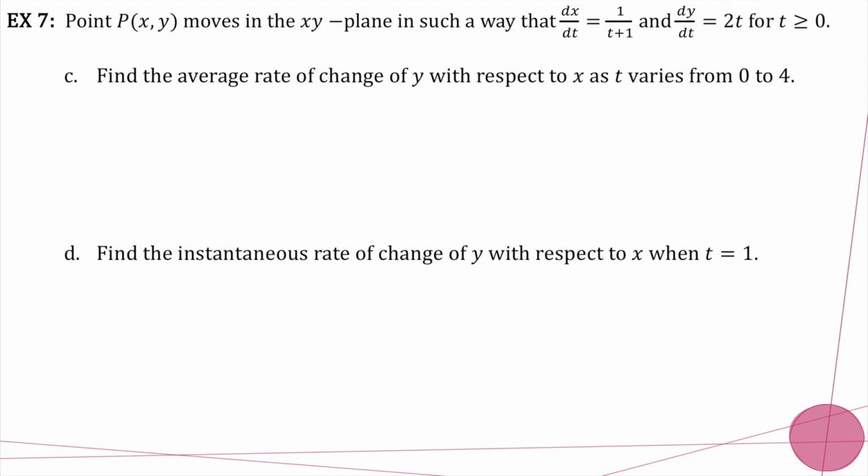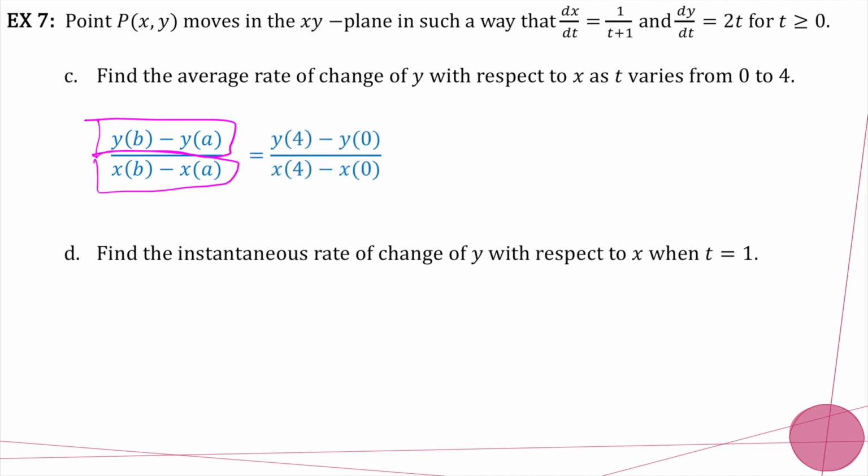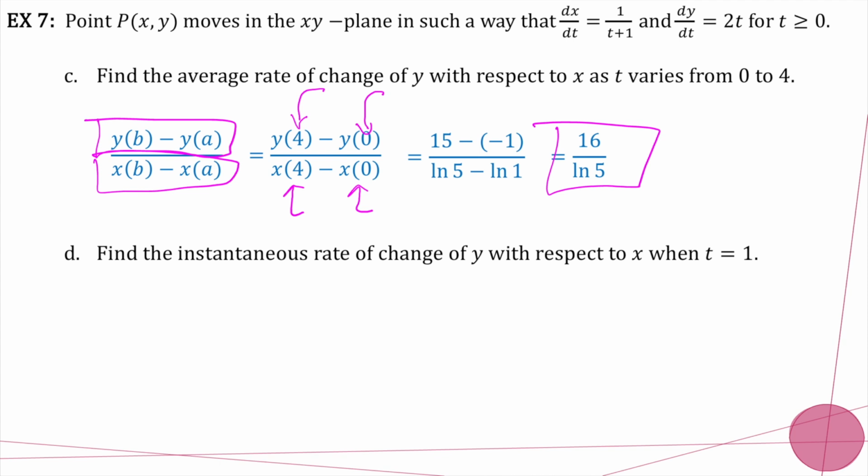Part C says, find the average rate of change of y with respect to x as t varies from 0 to 4. Basically, it's a slope, change in y over change in x. We're going from 0 to 4, so we've got y of 4 minus y of 0 over x of 4 minus x of 0. 15 minus negative 1 over ln of 5 minus ln of 1. And there we have the average rate of change.